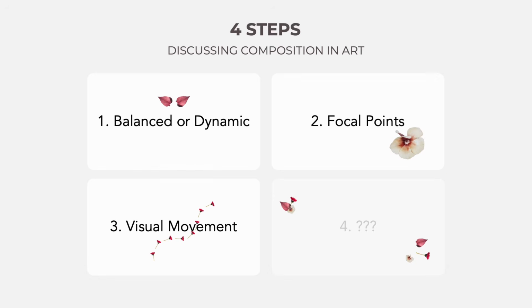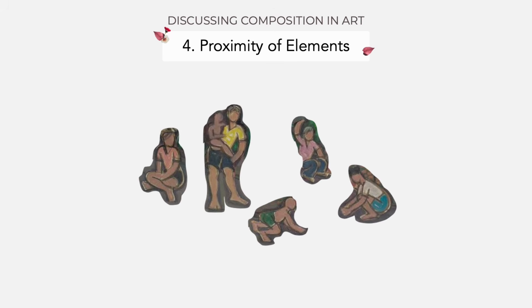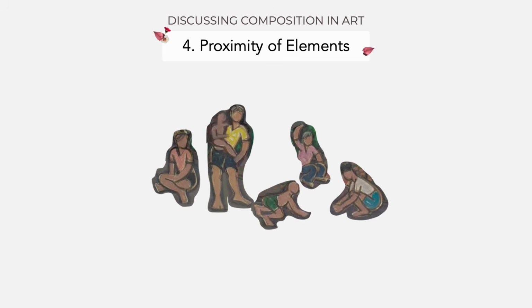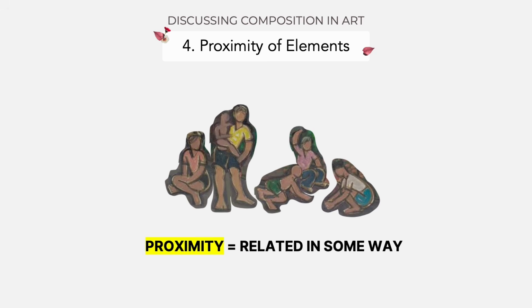At this juncture, you should have enough discussion points on composition. Step 1. Balance or dynamic. Step 2. Focal points. Step 3. Visual movement. But you can always go for more. Step 4. Proximity of elements. Elements, when placed together, show that they are related.